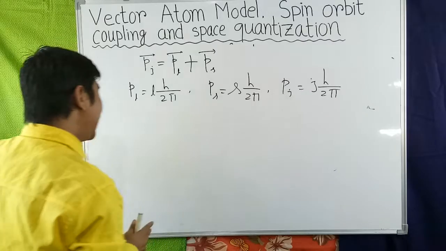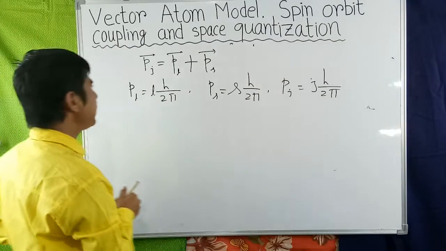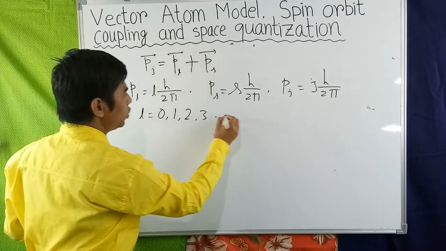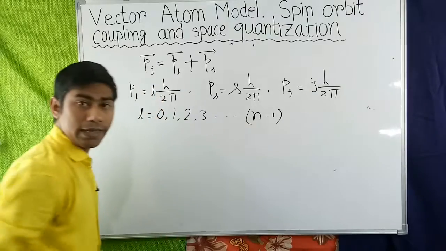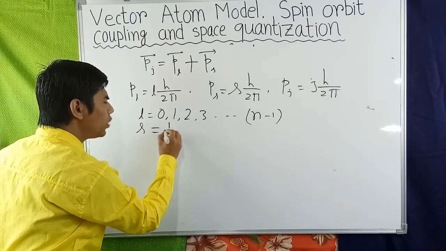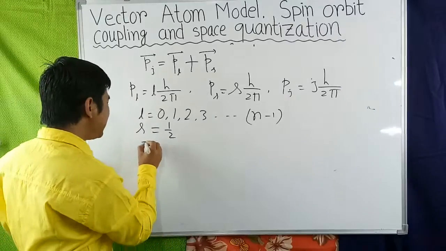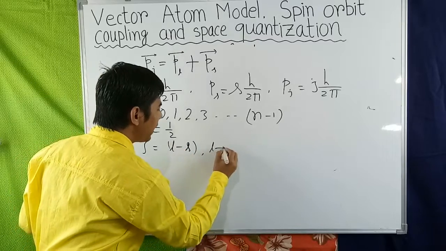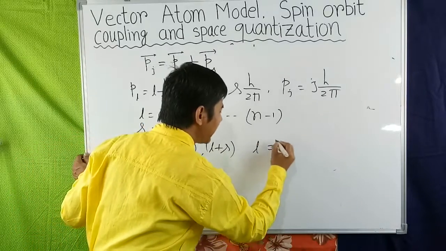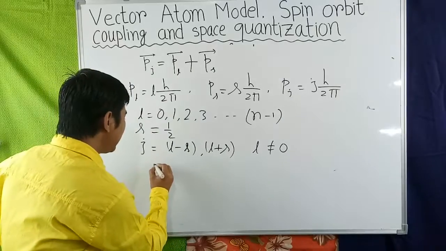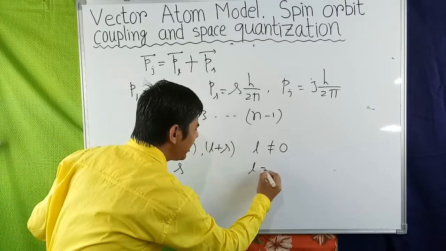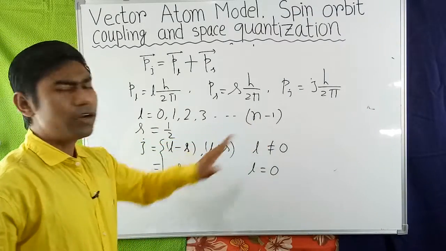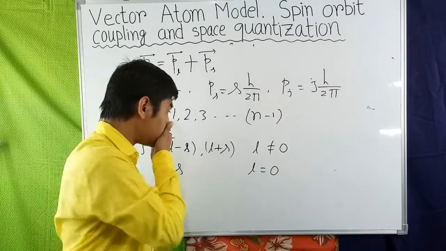The value of L is L equals 0, 1, 2, 3 up to n minus 1, the value of S is S equals half, and the value of J is J equals L minus S and L plus S for L not equal to 0, and equals S for L equals 0. Here n is called the principal quantum number.